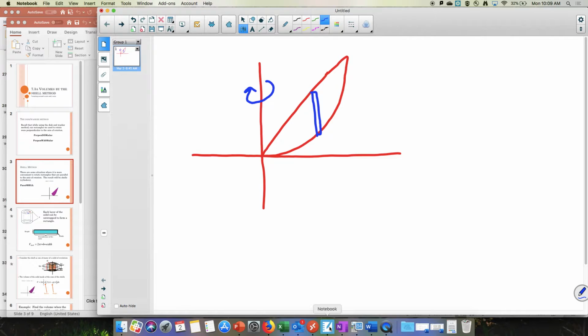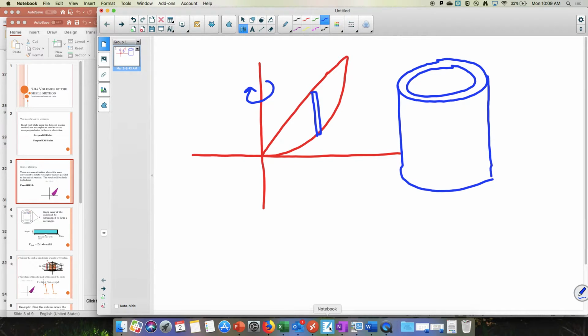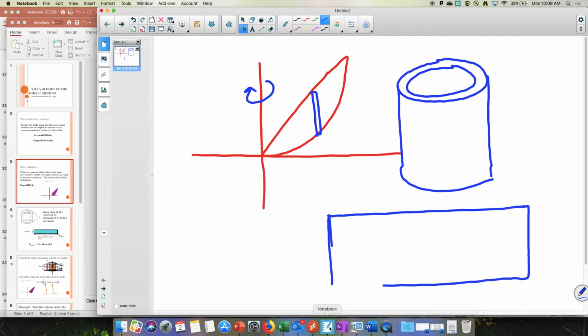So these are going to wrap all the way around, and you're going to have something that looks like this, like a toilet paper roll. Now, let's talk about how we would find the volume of this. So what I want you to do is imagine we cut this and we draw it out as a rectangular prism.